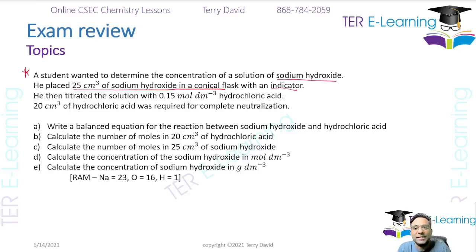So in this particular question, we don't know what the concentration of the sodium hydroxide is, but we're going to titrate the sodium hydroxide with hydrochloric acid, which we know the concentration of. The concentration of the hydrochloric acid is 0.15 mole per dm cube. And what we are saying is that you require 20 cm cube of hydrochloric acid in order for neutralization to take place. Now, try to make sure you understand what's happening here.